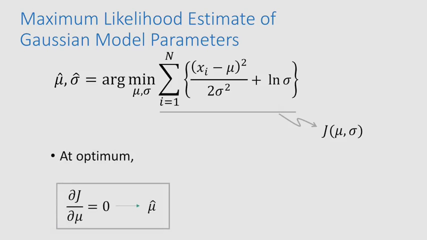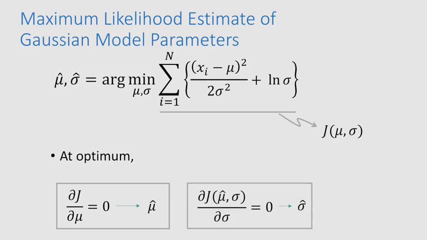If we apply the optimality condition for convex optimization, the first order derivative of J with respect to mu should be 0. From this, we can compute the maximum likelihood estimate of mu. And we are going to write it as mu hat. Once again, we apply the same optimality condition to compute the estimate of sigma. For this, we can use the value of mu hat in place of mu as a parameter.